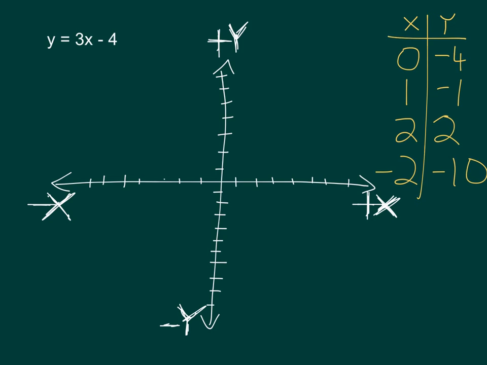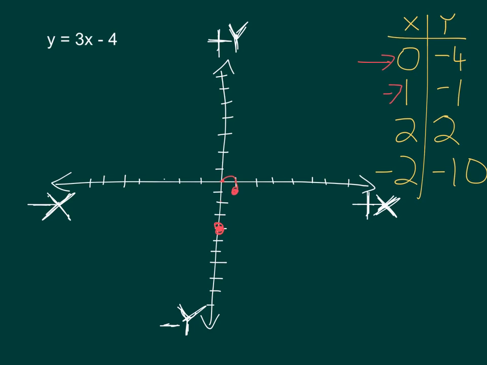So how do I draw this? I am going to look at my table over here, and I'm going to start with 0, negative 4. If x is 0, that means I don't have to go left or right at all. And y is negative 4, which means down, so I go 1, 2, 3, 4. There's my first point.